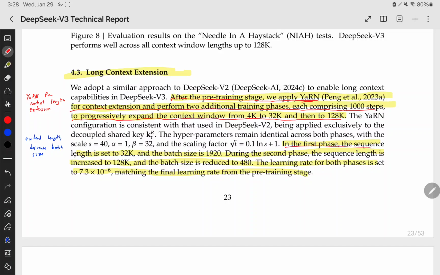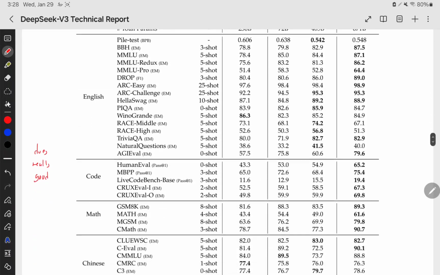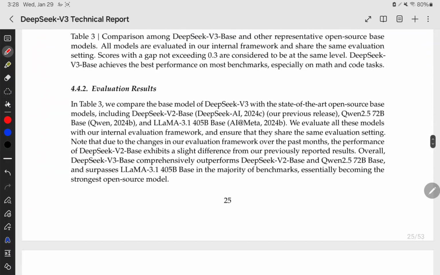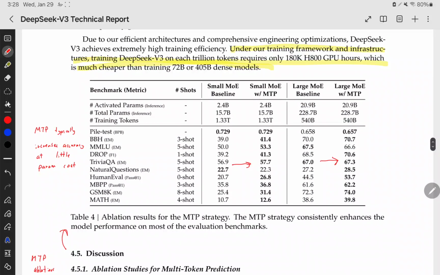And in the first phase, the sequence length is set to 32K, so that's the first long context extension, and the batch size is set to 1920. So they decrease the batch size and increase the sequence length. During the second phase, the sequence length is increased to 128K, the batch size is reduced to 480, and the learning rate is static at something low. They have some evaluation benchmarks. It does good overall, as you would expect. And there are some interesting ablations here.